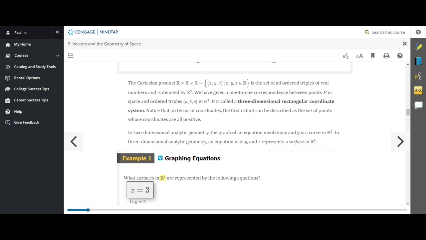What must it equal? That's right, Matthew. The Z coordinate has to equal 3. Z coordinate's 3. So let me go to the whiteboard real quick here.